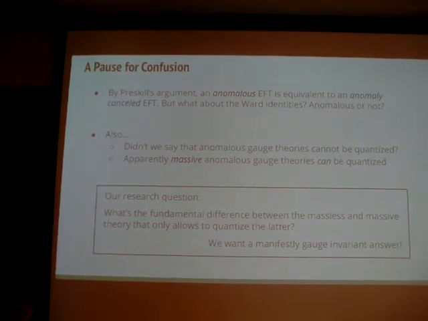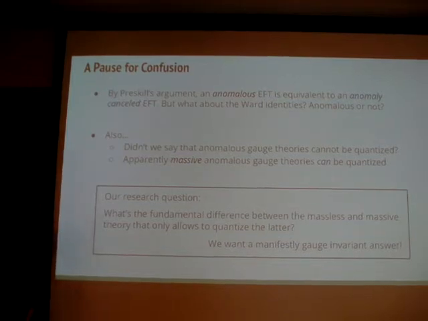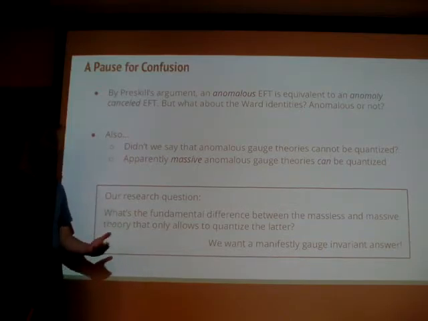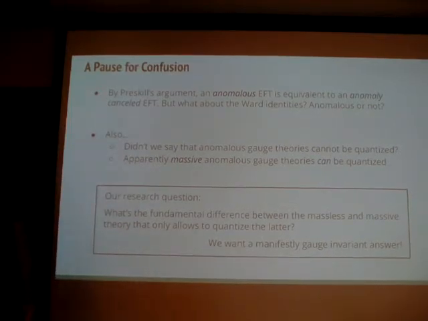So now we're back to the question, didn't we say that anomalous gauge theories cannot be quantized? Apparently massive anomalous gauge theories can be quantized, but we showed that in a gauge-dependent way. And now our research question is, is there a fundamental difference that can be formulated in a gauge invariant way between a massless theory and a massive theory, which allows us to quantize the massive theory but not the massless? So it's not like we're not happy with Preskill's argument, but Preskill's argument is an inherently gauge-dependent statement, and we want a gauge-invariant answer.